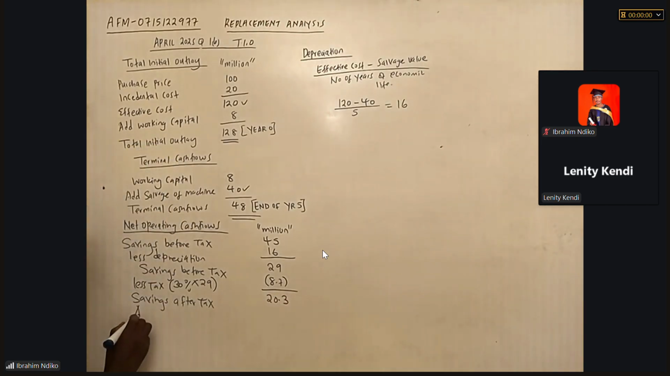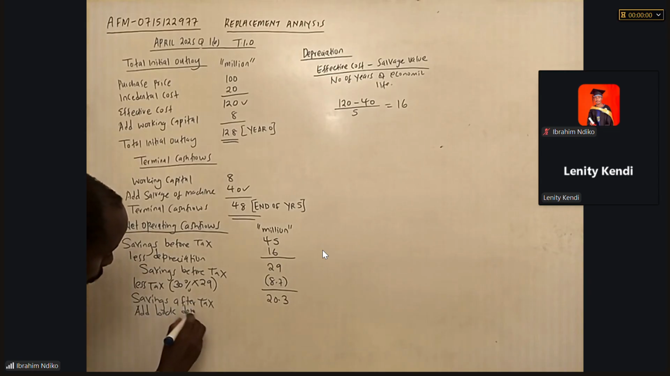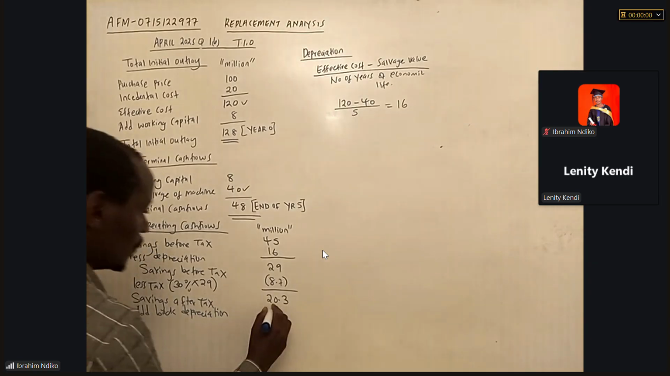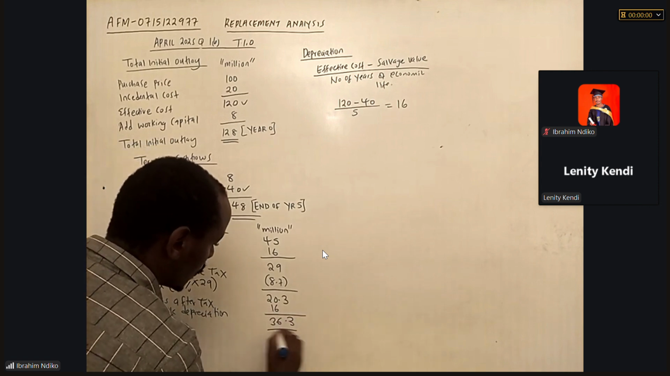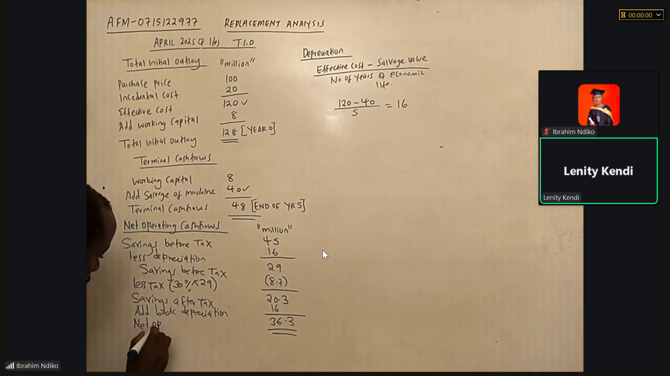Then we add back depreciation of 16. Therefore, that's 36.3. We get the net operating cash flow.